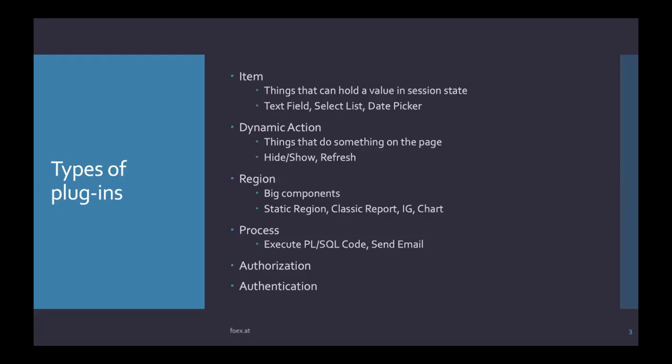A region, think of it as a big visual component on the page, right? Whether it's lots of HTML with CSS or something static, or a classic report, maybe something that refreshes, or a really big component like an interactive grid, these are all region type components. So if we want to pack already existing functionality into a plugin or start from scratch, usually such a component would be a region. If it's something usually visual, perhaps can be interacted with via dynamic actions, but does not necessarily hold a value.